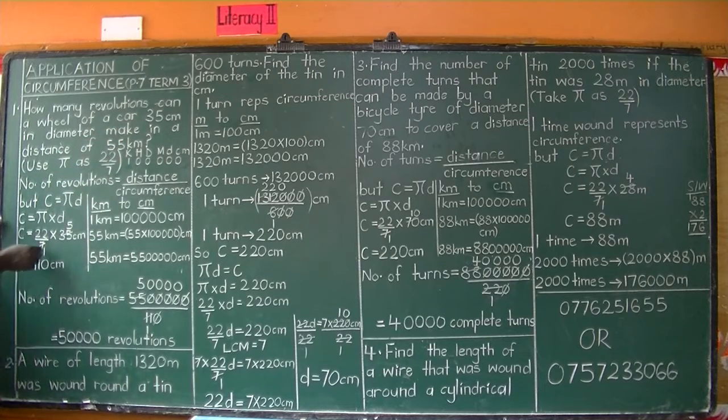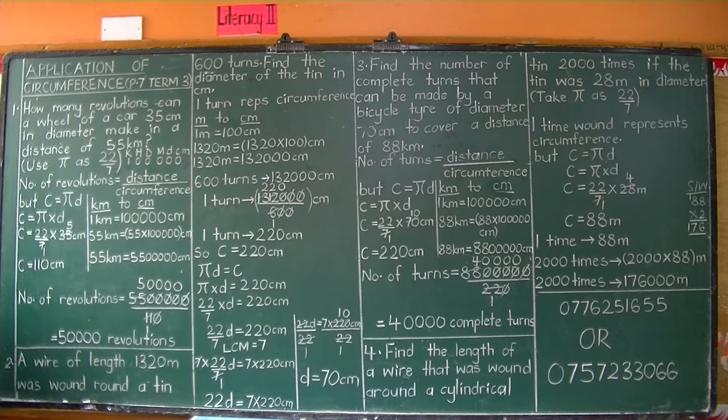Here, we divide by 7 and get 1; 35 divided by 7 gets 5. We make 22 times 5. You multiply properly, where 5 times 2 is 10, you put 0 and carry 1, and then 5 times another 2 is 10 plus 1, you get 11. So circumference is equal to 110 centimeters. Now that the circumference is 110 centimeters, you have it here.